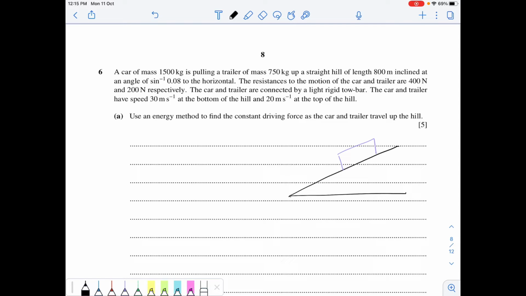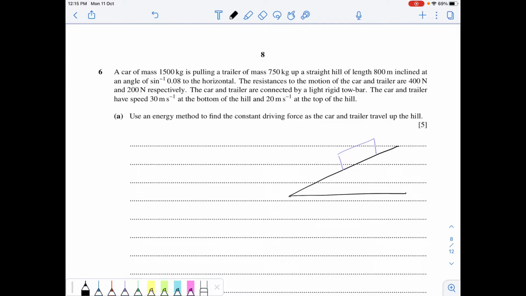The car and trailer have a speed of 30 meters per second at the bottom of the hill and 20 meters per second at the top of the hill. Use an energy method to find the constant driving force as the car and trailer travel up the hill.